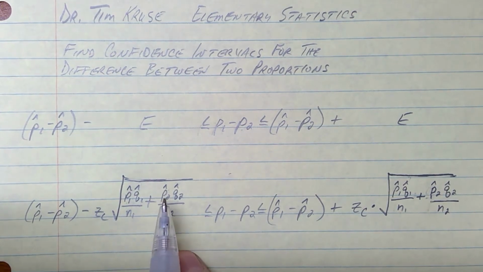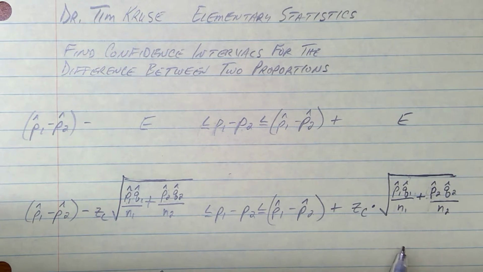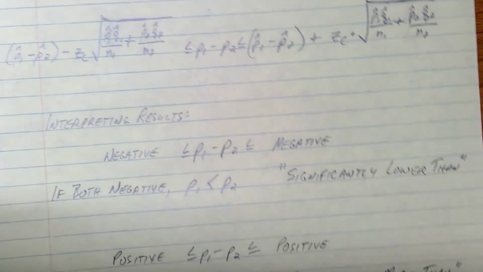All right, proportion of people in group 2 who did, proportion of people in group 2 who did not, over the number in group 2. And the only difference between the left side and the right side is this one's minus and this one's plus. Now we're going to need to interpret our results.